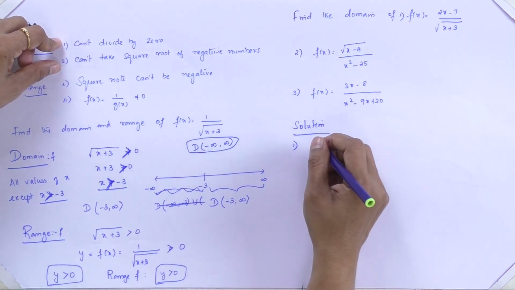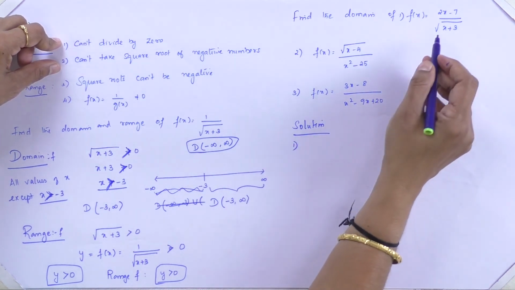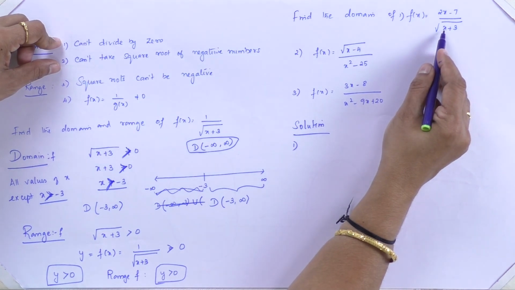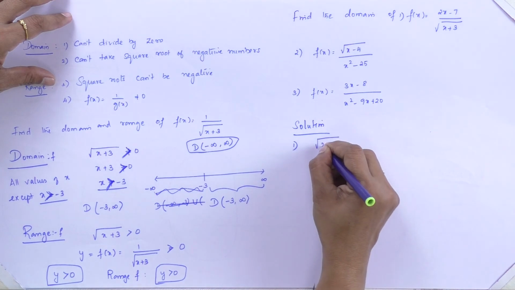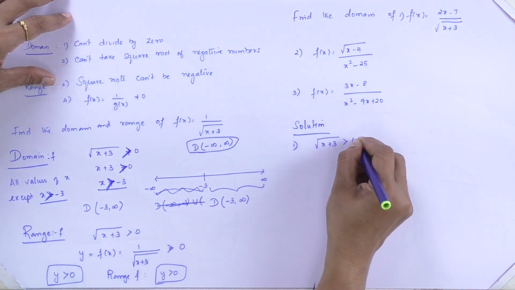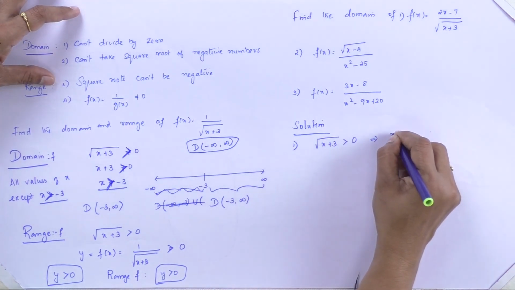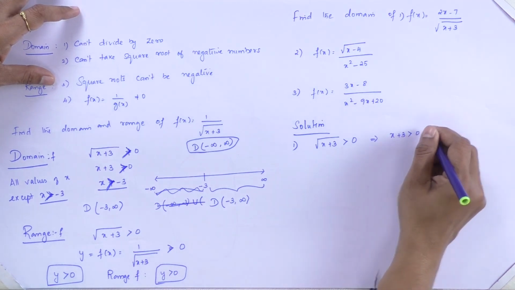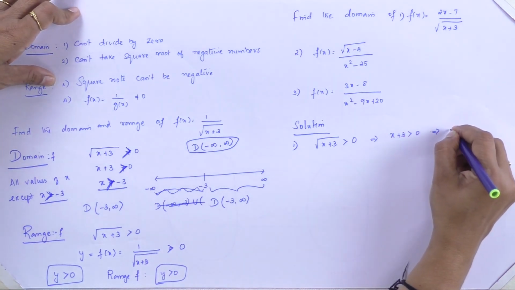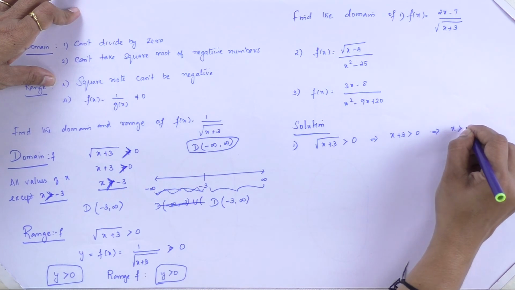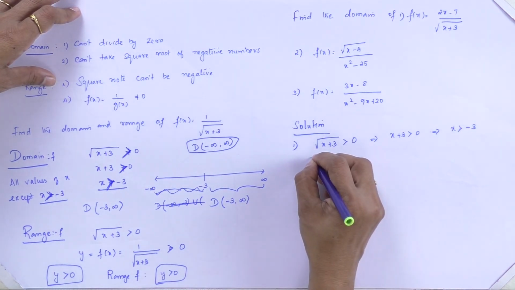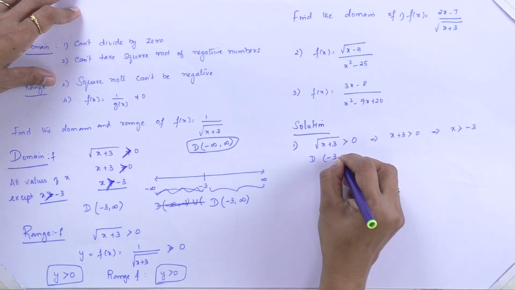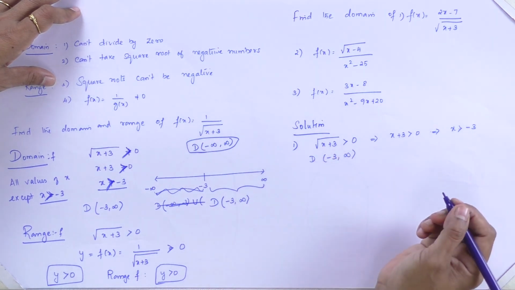So, the domain of the first function means that the square root should be a positive number, so the square root of x plus 3 should be greater than 0. This implies x plus 3 is greater than 0, and this implies x is greater than minus 3. So we can have the domain of that function as minus 3 to positive infinity, right?